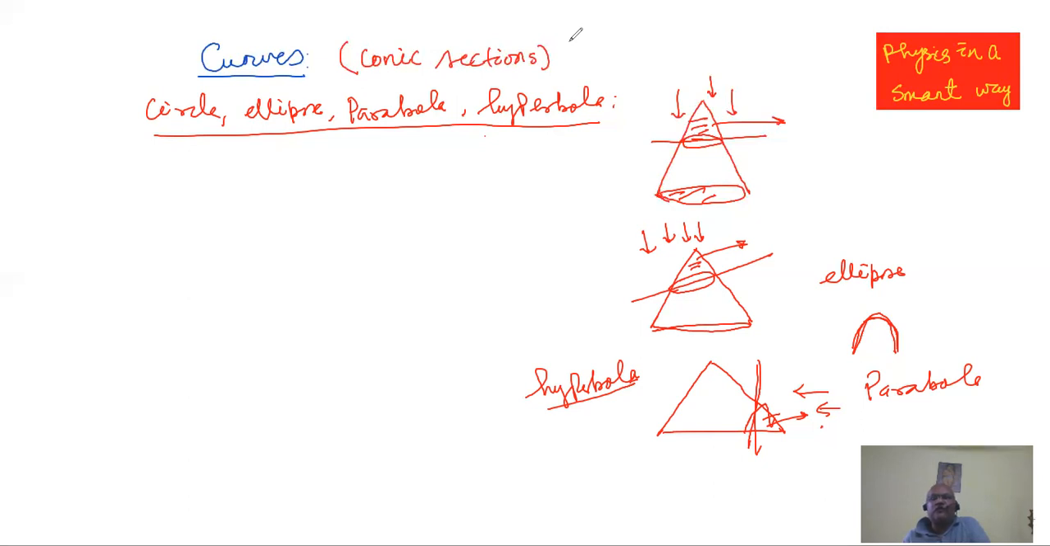So let me clear up the space. We go to the first curve, that is the circle. Let us say we go for our coordinate axes because we are using coordinate geometry.